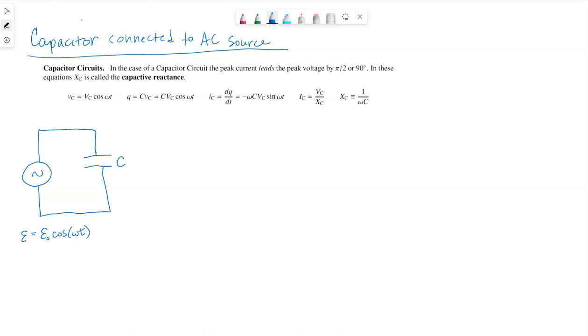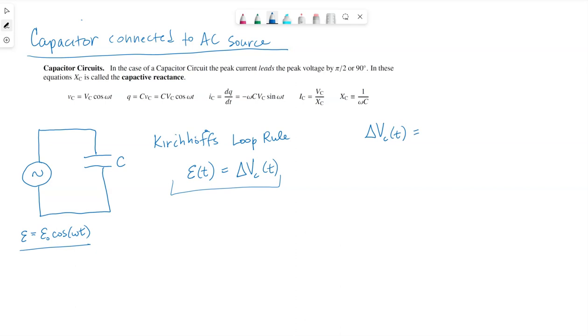For the capacitor, because of Kirchhoff's loop rule, as we go around the loop, we find that the source voltage at any given moment in time must equal the voltage or potential difference across the capacitor at that same moment in time. Since we're writing our source voltage as a cosine function, and both have to have the same potential difference at the same moment because there's no other elements, we can write the potential difference across the capacitor as a maximum voltage across the capacitor times cosine omega t. Okay, that's what this first equation is representing.